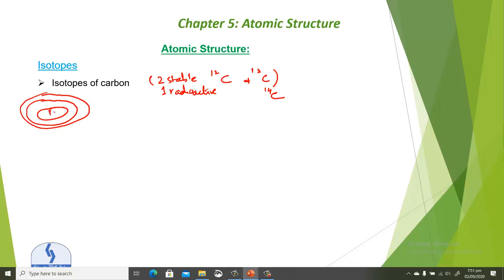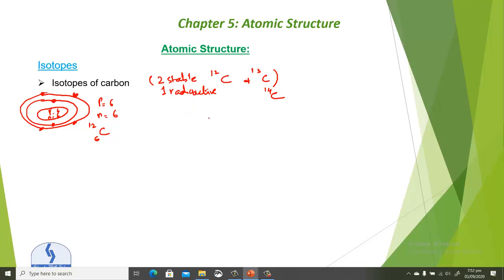Proton is 6 and neutron is again 6. So how many electrons? In the first shell we always have 2 electrons. We will discuss in detail the shells and subshells. So we have 2 electrons, and the remaining 4 electrons: 1, 2, 3, 4. So this is the first isotope of carbon, C12 and 6, having 6 protons.